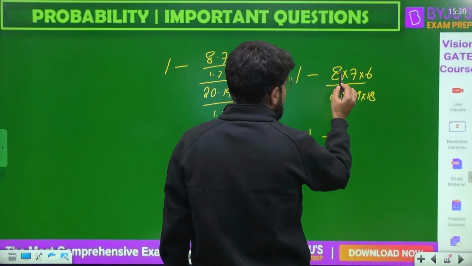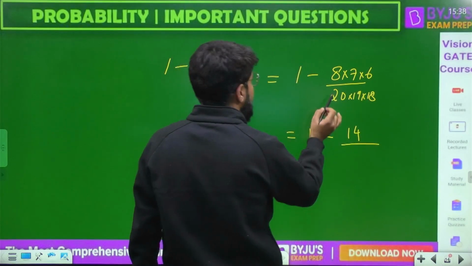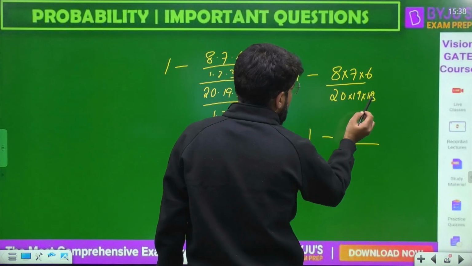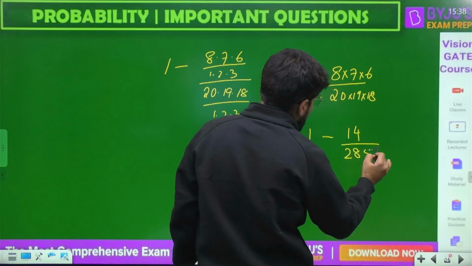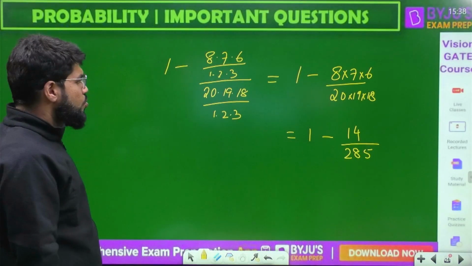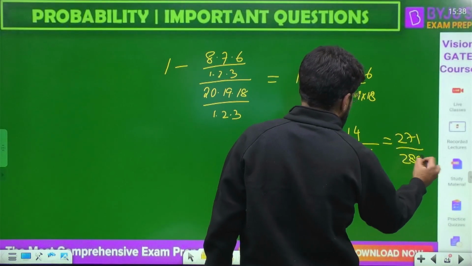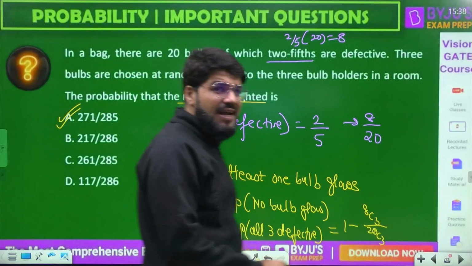1 minus 8. 8 we will cancel here with 4, so this is 2 and then into 7, 14. What is left here is 5, since I cancelled with 4. 5 into 3, 15. 15 into 19 will be 285. So 271 by 285 then. Basic calculation just to be dealt with. 271 by 285, yeah, option number A is the correct answer. Just check the calculations, dear.